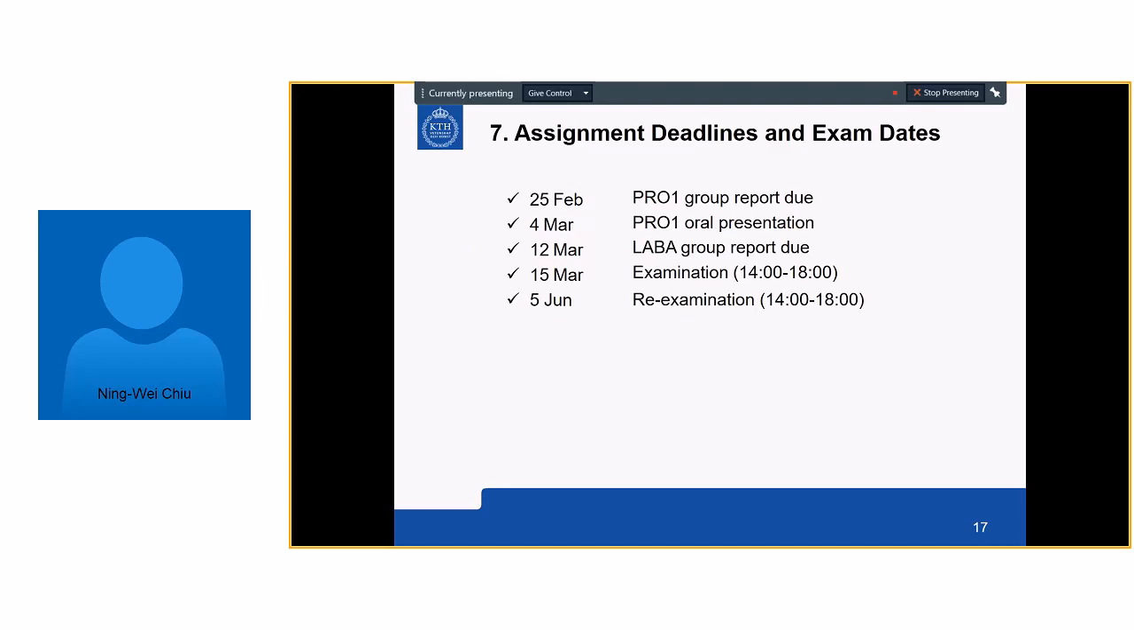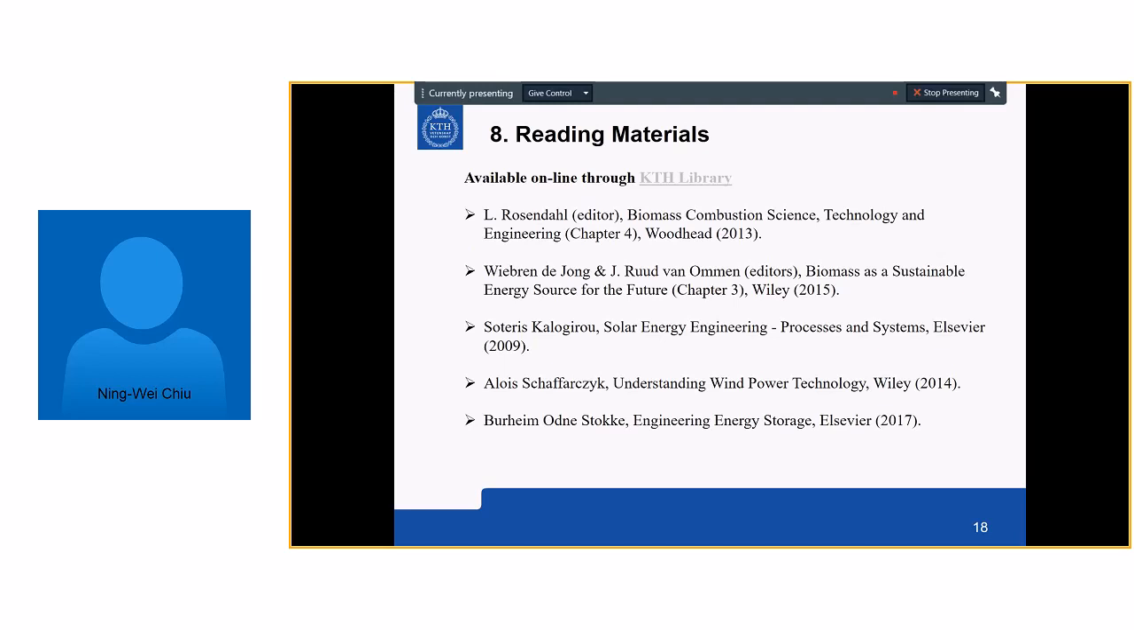Some of the reading materials are shown here. Almost all of them are available on the KTH Library website. At least when I checked, all of them were available, but sometimes there can be some changes. You never know. So download them as soon as possible while they're still available. The first two references are mandatory. Professor Andrew Martin would like you to read them before coming to the class. So make sure that you download these two chapters, chapter 4 and chapter 3.